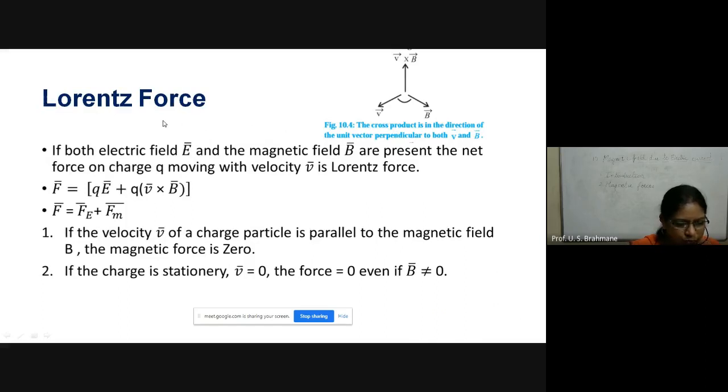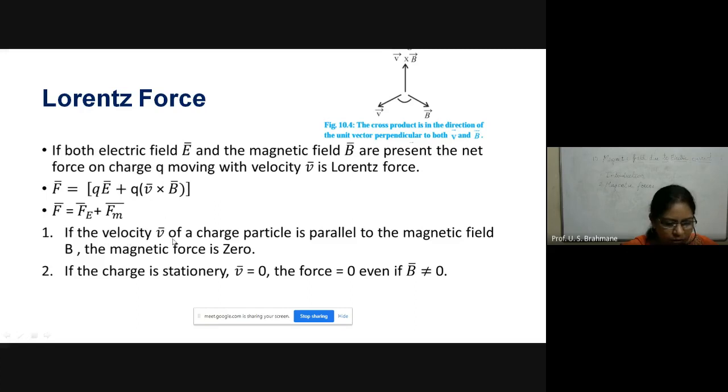Then we have the Lorentz force. If you see, it is the combination of two fields, that is the electric field and the magnetic field. If both the electric field E vector and the magnetic field B vector are present, the net force on a charge q moving with velocity v vector is the Lorentz force. F vector equal to qE, this is the electric force we know from Coulomb's law, plus q in the bracket v cross B. So F vector equal to Fe plus Fm.